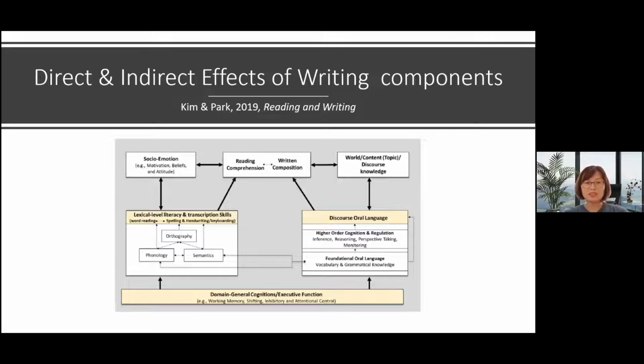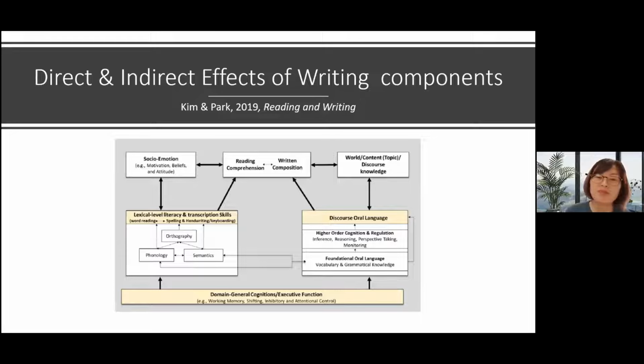So those two pieces in the middle panel, lexical literacy and discourse oral language, are in the middle because those two are big chunks, two big chunks necessary for written composition. In other words, if we're missing one of them, there's not going to be written composition.